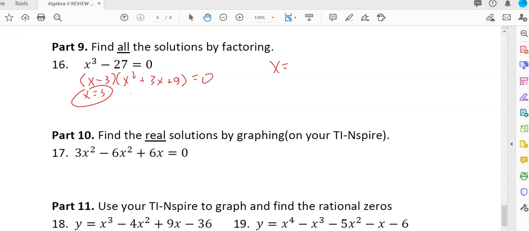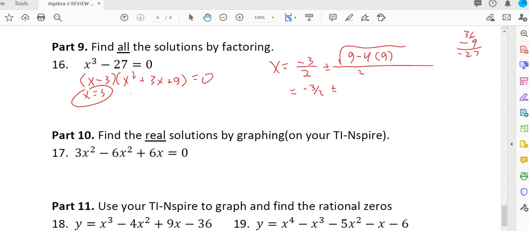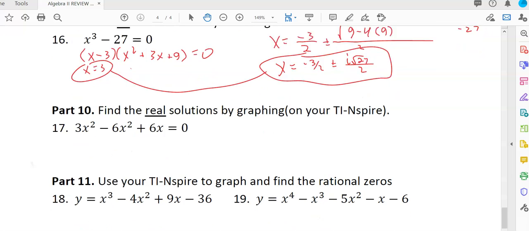So let's do that. So x equals, the opposite of b would be opposite 3 over 2 times 1, plus or minus square root of 3 squared, which is 9, minus 4 times 1 times 9, all over 2. So we get negative 3 halves plus or minus 9 minus 36 is negative 27, right? Negative 27 when you do that. Okay, so you get negative 27, so that'd be i root 27 over 2. Those are your other two answers. So we have 3 answers to that one.